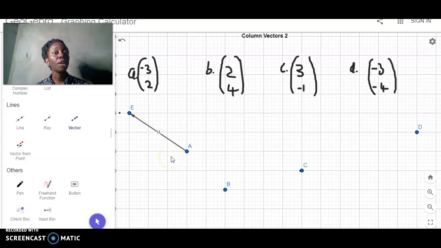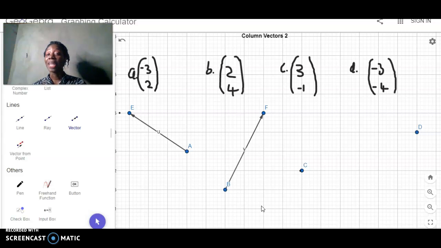Let us look at the second question. This column vector has a horizontal shift of 2, which means that I would take 2 steps towards the right. So my starting point is at B, and I will move 1, 2. So that's my horizontal shift. And let's look at the vertical rise. From the column vector, my vertical rise is +4, which means that I would move 4 steps north. That is 1, 2, 3, and 4. So this vector represents part B.